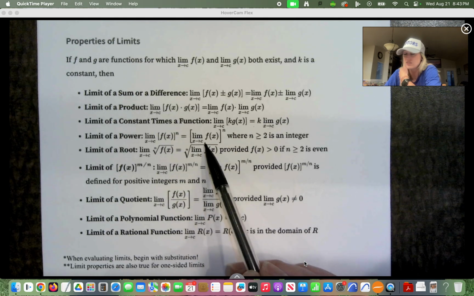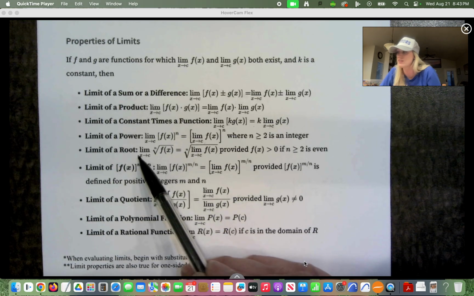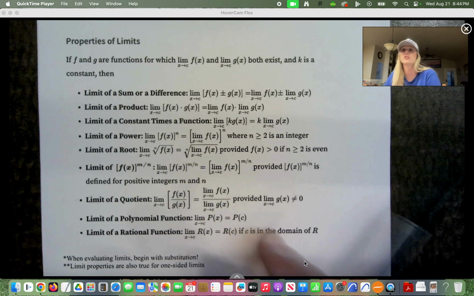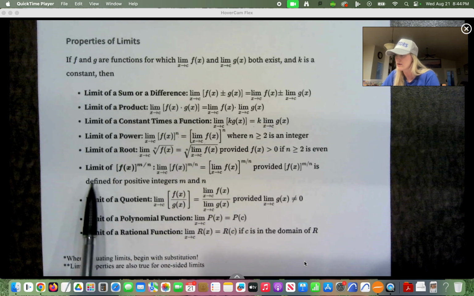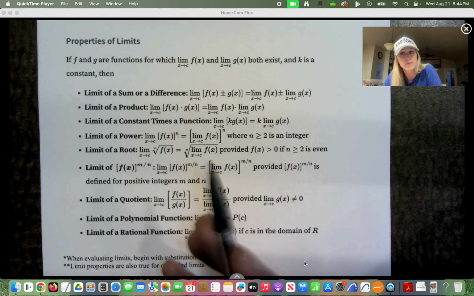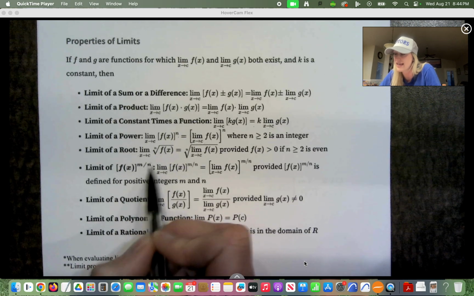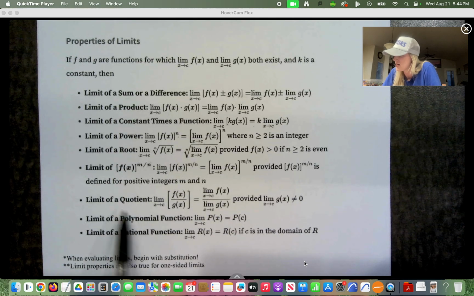We can do a similar property with powers as we can with roots. If I'm finding the limit of a function raised to a power, that's the same as finding the limit of the function first and then raising it to that same power. And it's very similar with the roots. We can also have rational exponents, which remember is another form of a root depending on what the fraction is, where n is the root and m is the exponent.